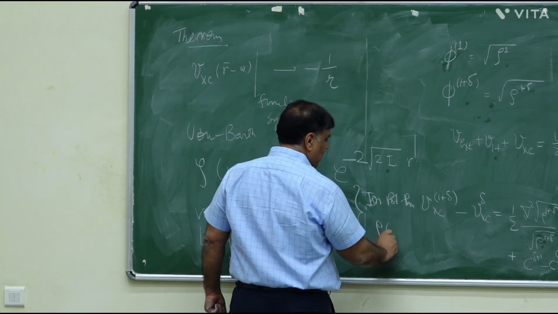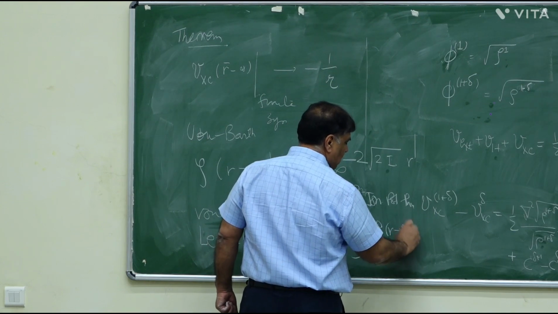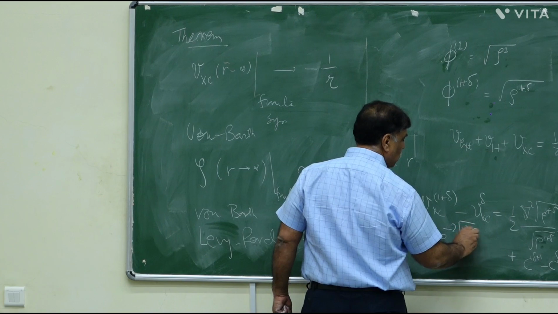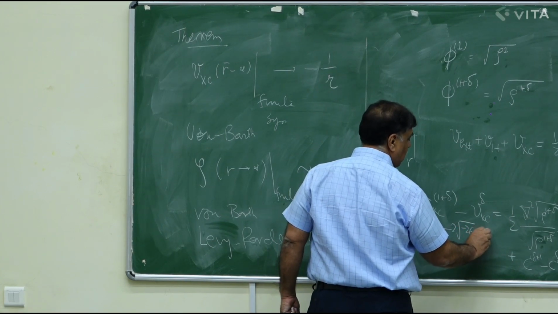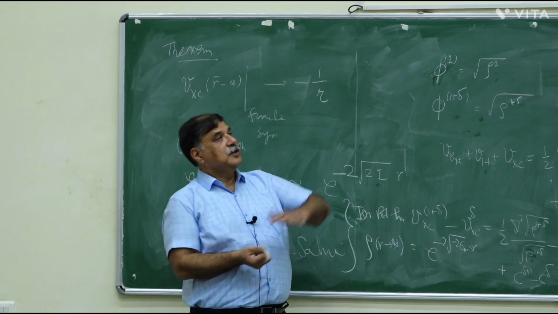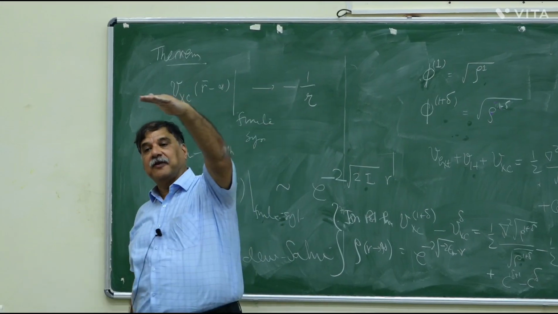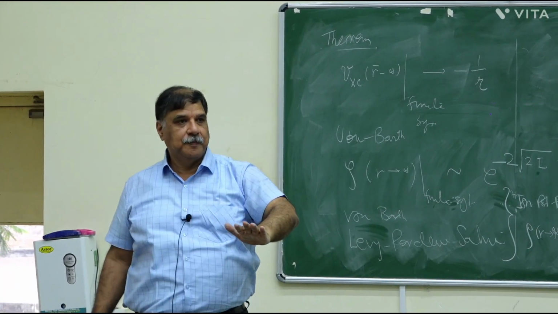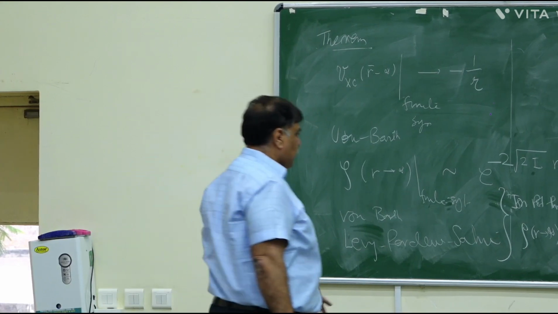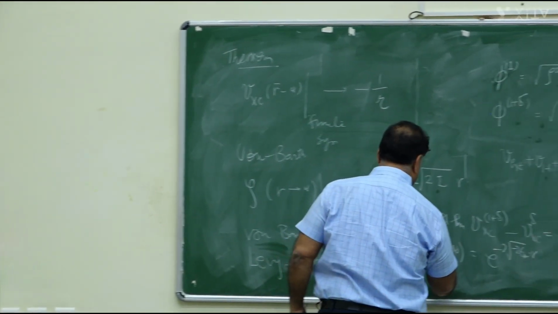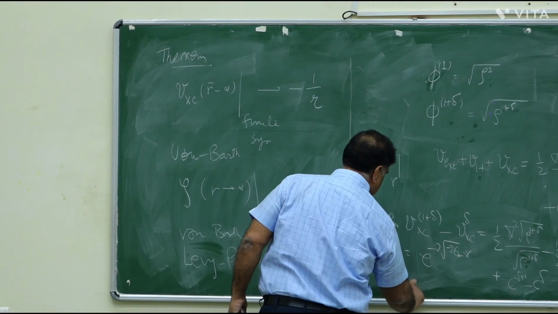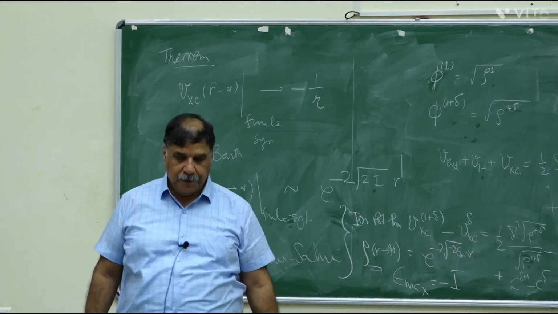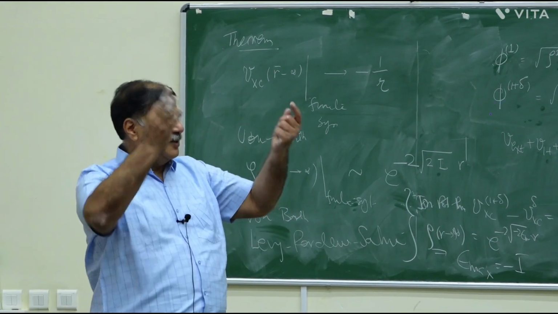Kohn-Sham system, the density as R tends to infinity will be dominated by e raised to minus 2 square root of 2 epsilon max R. It is only the highest occupied orbital that will go farther and farther out because the value is very small. All others will decay much faster. So this again shows you, giving epsilon max equals minus I. So all these things are related.